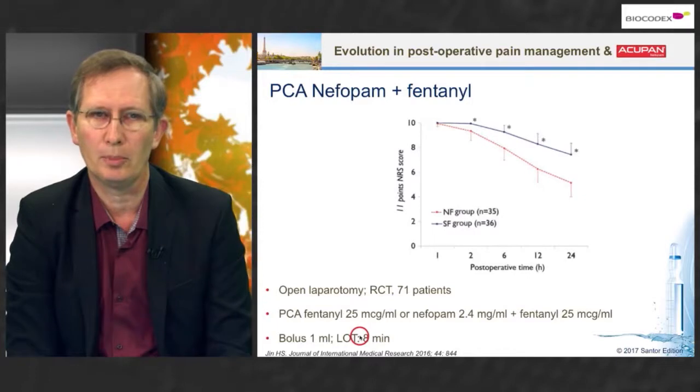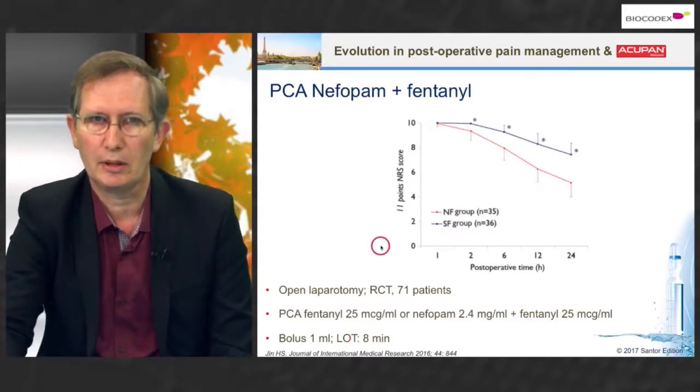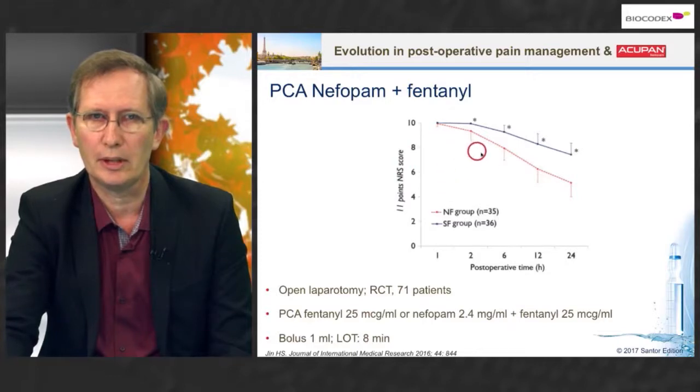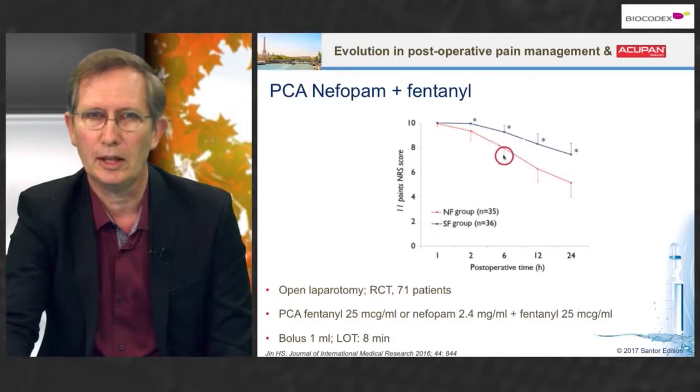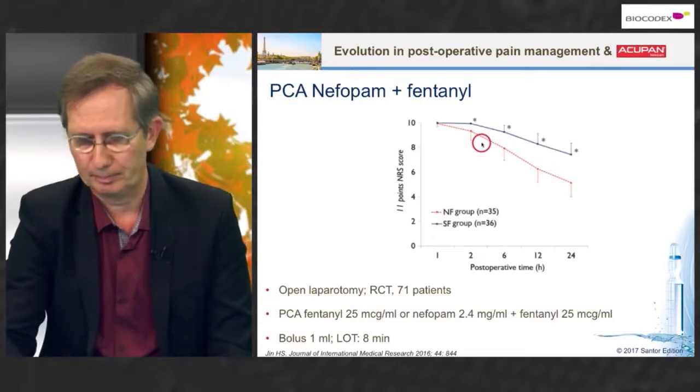Patients were receiving, when they were asking for a bolus, both nefopam and opioid. And you see here the evolution of the pain level for 24 hours, and you see that the patients receiving the combination of nefopam and fentanyl had a lower pain intensity for 24 hours compared to patients receiving only the opioid.